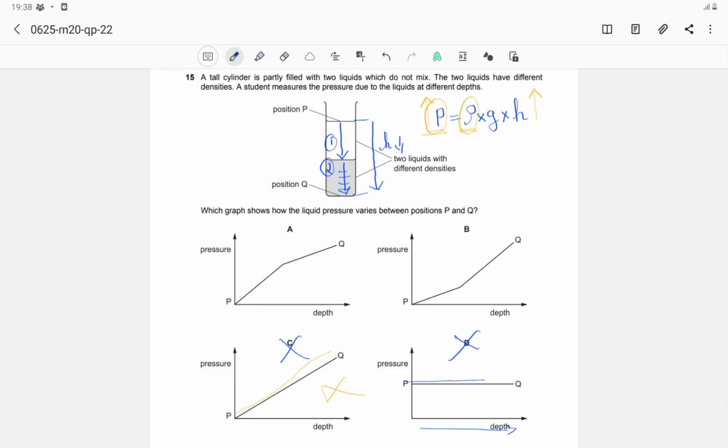That means here, as you can see, the pressure increment must be greater than the first one. So here you can see the slope is greater for the second case. Hence the correct answer is option B.